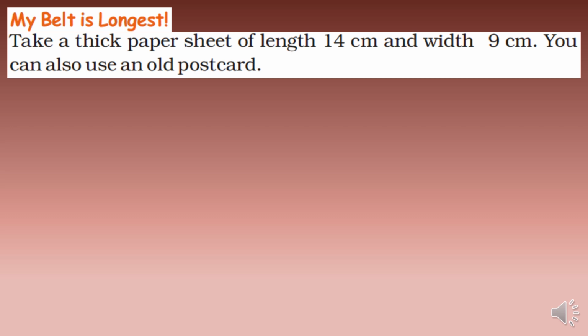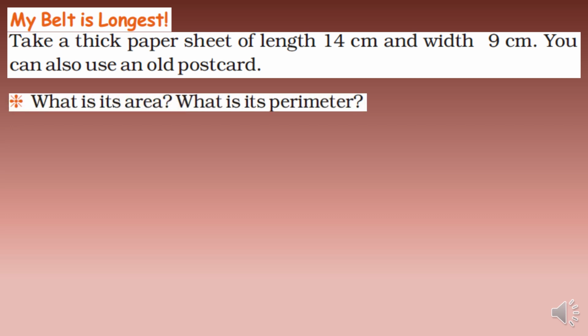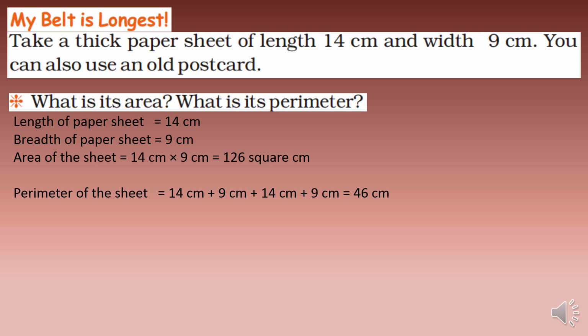My belt is longest. See, take a thick paper sheet of length 14 centimeter and width 9 centimeter. You can also use an old postcard. So what is its area? What is its perimeter? For area you have to multiply 14 with 9, that is L into W. So 14 multiplied by 9 is equal to 126 square centimeter. The perimeter of the sheet is 14 plus 9 plus 14 plus 9, that is equal to 46 centimeter.